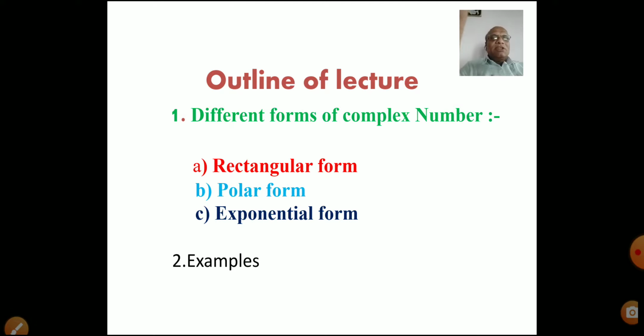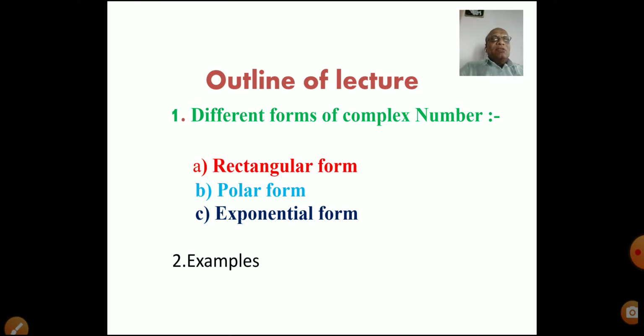We first see the theory, how we can represent complex number in rectangular, polar and exponential form, and then a related example on this. That is, if we know the rectangular form, we convert this form into polar and exponential.